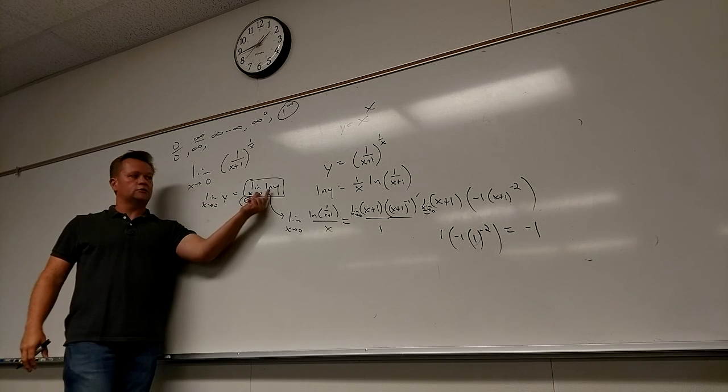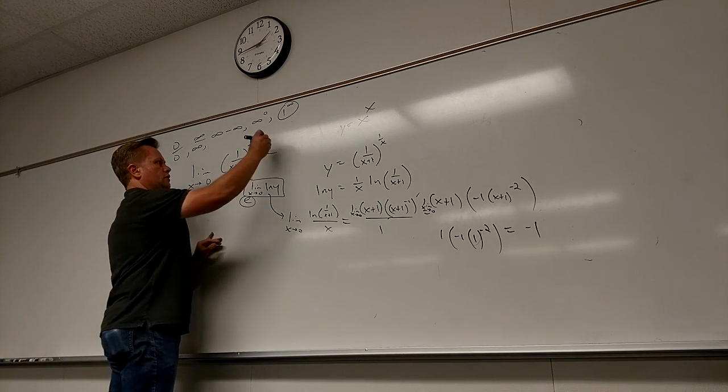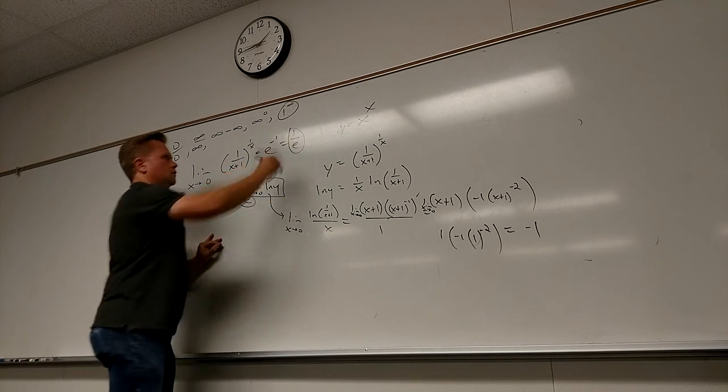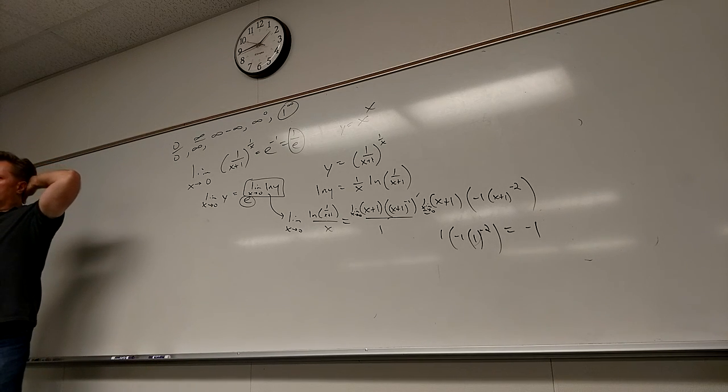So I have to raise e to what I got, right? So what is this limit? It's going to be e to the negative 1. So it's 1 over e. That always freaked me out.